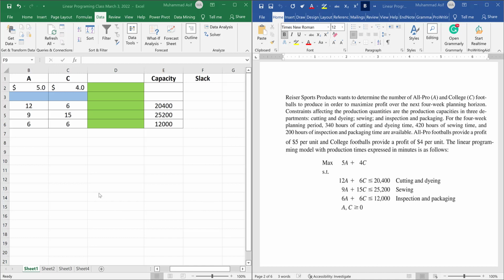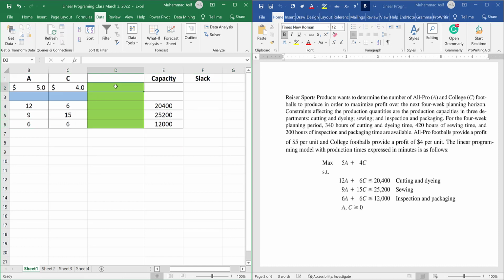Now when we will be doing all these things in Excel, we will make this type of table, and in that table I have already entered all the values. And in this table you can see blue cells and green cells. In green cells, I'll be entering formulas. So this is profit contribution, and this is the time that's taken. This is cutting and dyeing. This is the sewing row, and the last one is inspection and packaging.